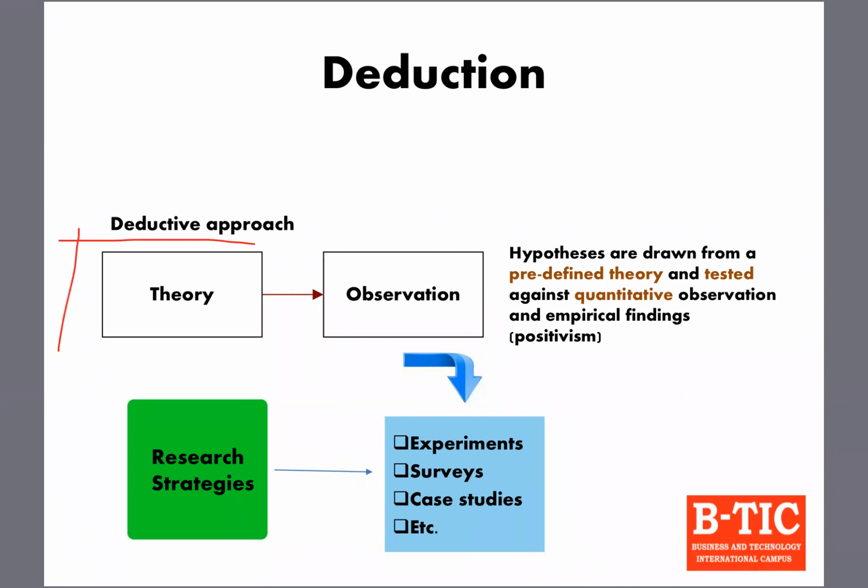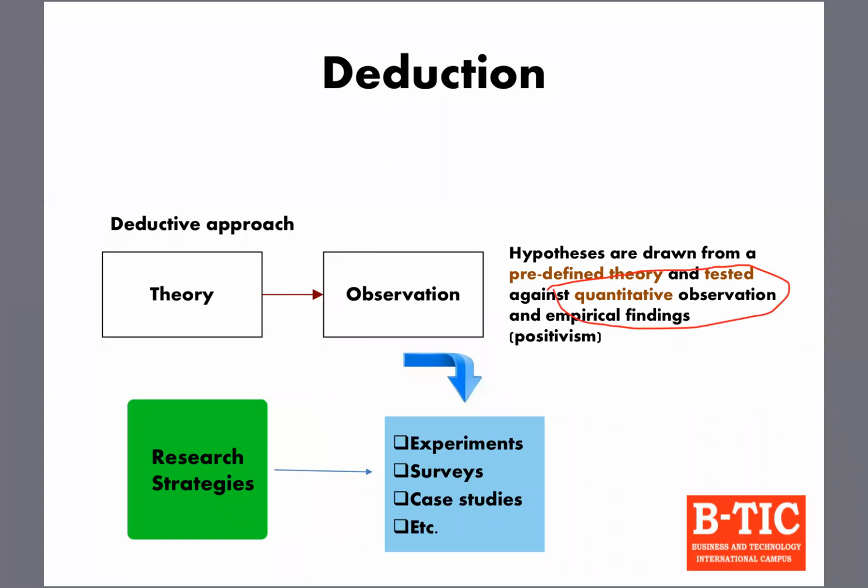Deductive approach is about you approach from the theory because we know something about this problem. Then you do some observation. The observation is what I'm calling the research strategy. There are many strategies. The main strategies we use are experiment, survey, and case study. There are many more. And I'm using another topic here, the quantitative observation.